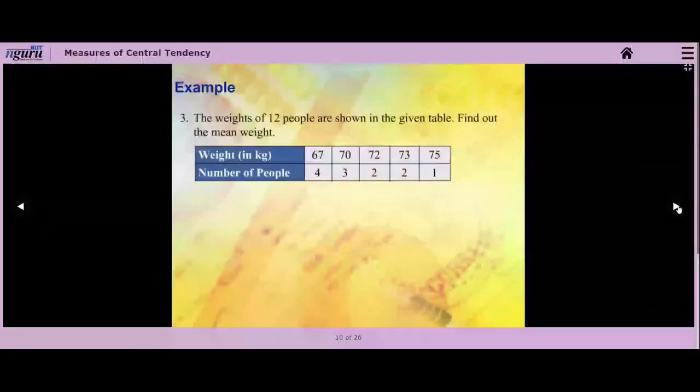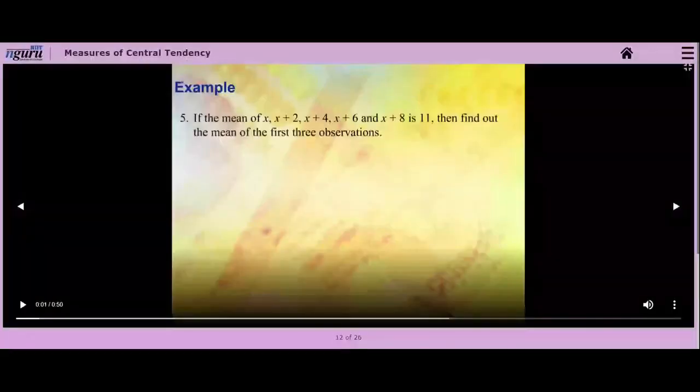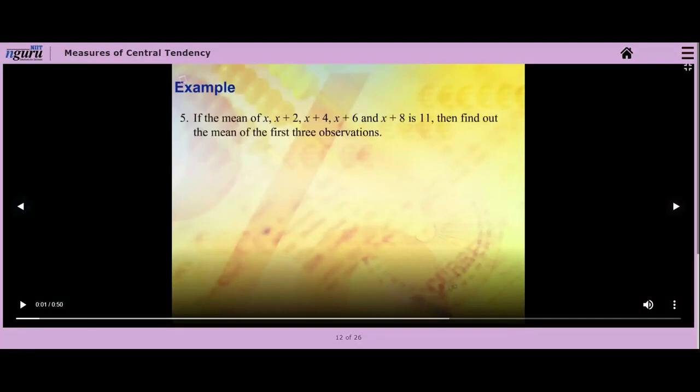Find out the mean of x plus 2, x plus 4, x plus 6 and x plus 8 is 11. Find out the mean of the first three. First find the value of x. x plus 2 plus x plus 4 plus x plus 6 plus x plus 8.